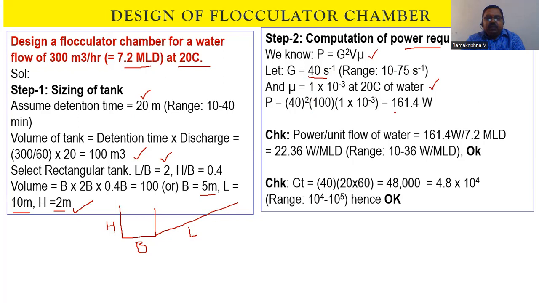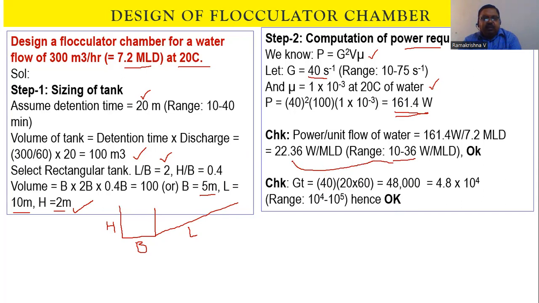Using that information, I calculated the power requirement as 161.4 or 162 watts. Now you go for a check per unit flow of water. Power requirement is 161.4 watts divided by 7.2 MLD, giving you 22.36 watt per MLD. The check value is between 10 to 36. So 22.36 is within this range. So no problem. We can have the G value as 40 per second.